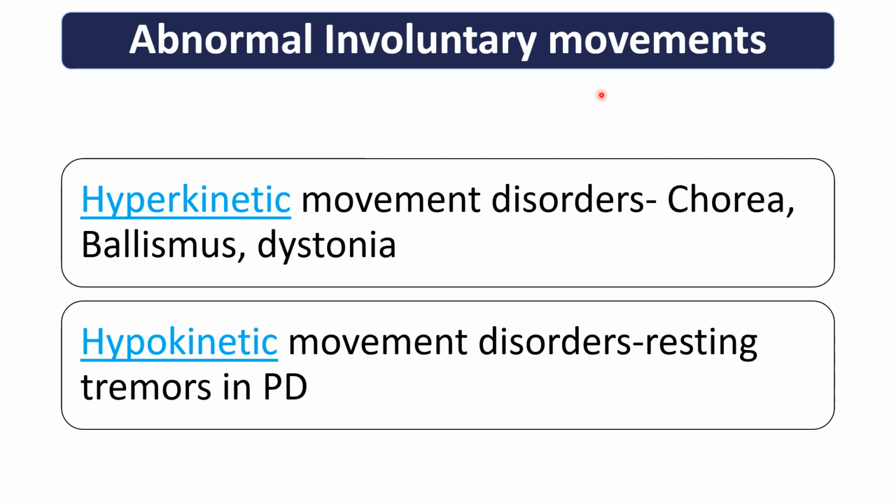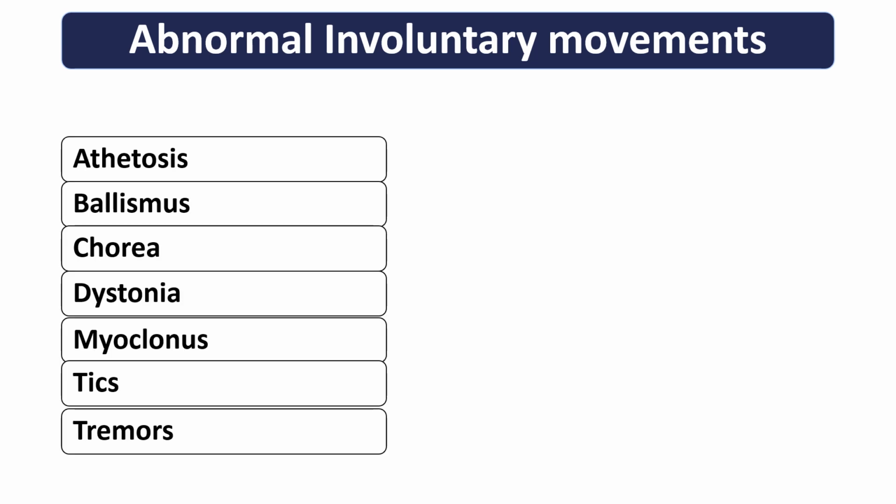Abnormal involuntary movements are categorized as either hyperkinetic movement disorders or hypokinetic movement disorders. In hyperkinetic, there are various movement disorders such as chorea, ballismus, dystonia. In hypokinetic, an example is resting tremor, which is seen in Parkinson disease. So today I am going to tell you the details of all these movement disorders, in which athetosis, ballismus, chorea, dystonia, myoclonus, tics and tremors are included.